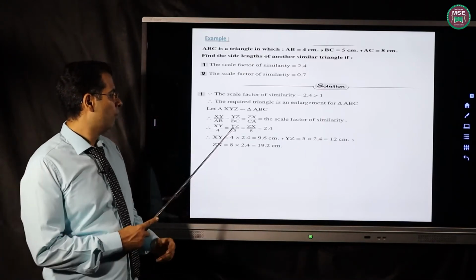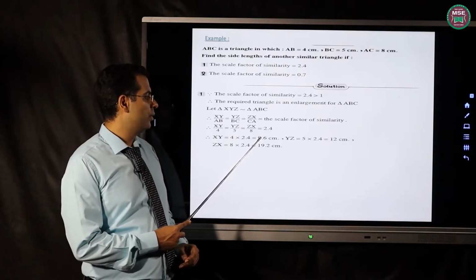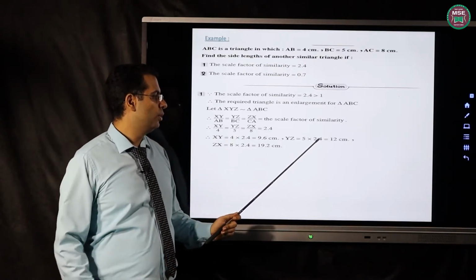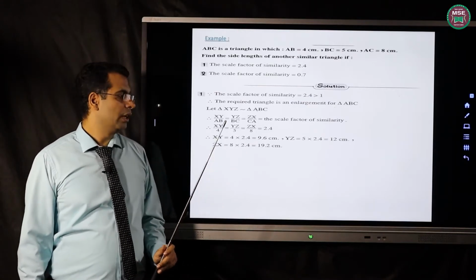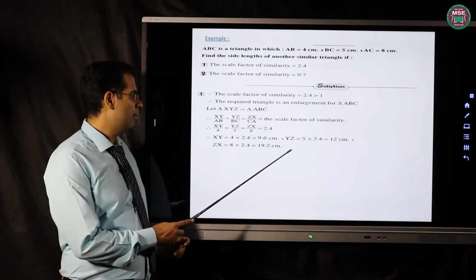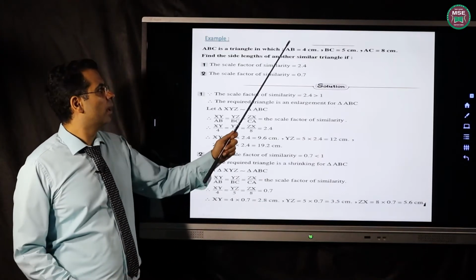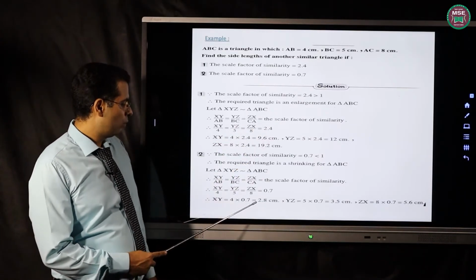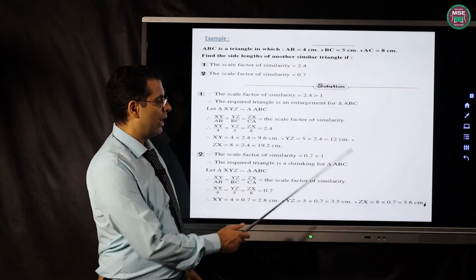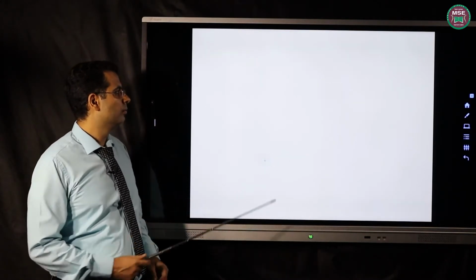As we see, 4 times 2.4 equals 9.6, 5 times 2.4 equals 12, and 8 times 2.4 equals 19.2. The same for the second one: multiply each side by 0.7 gives me 2.8, 3.5, and 5.6.